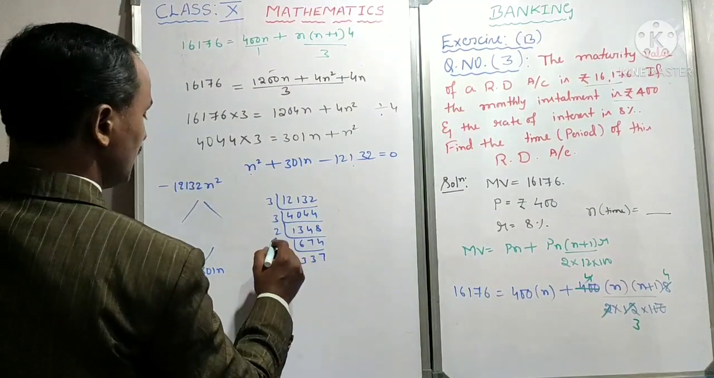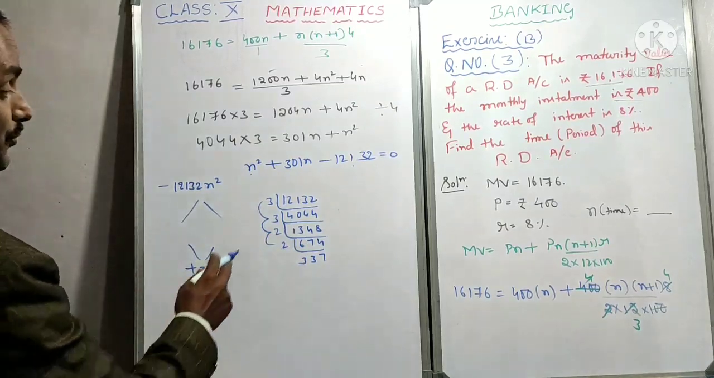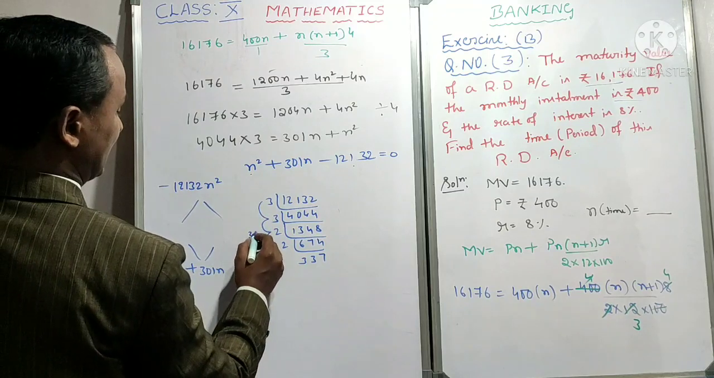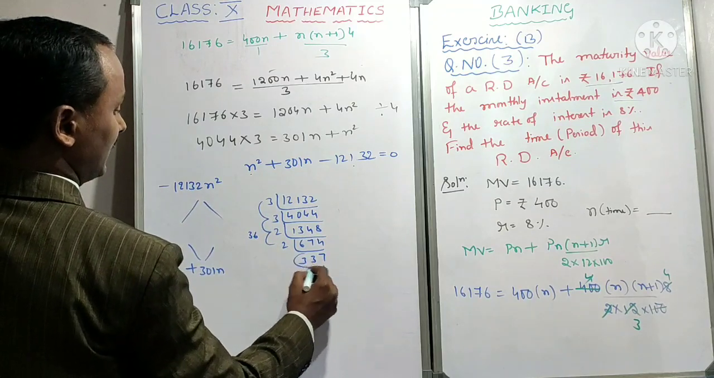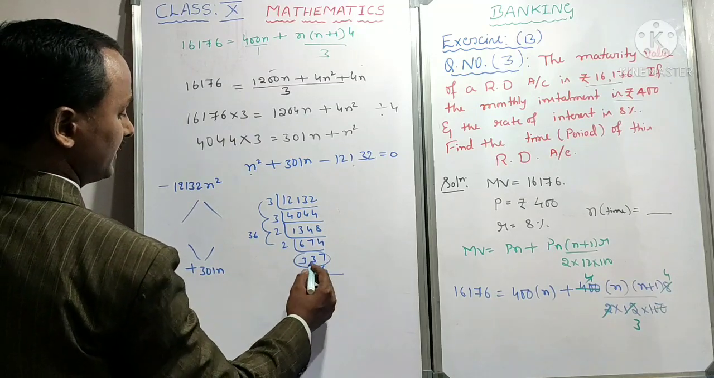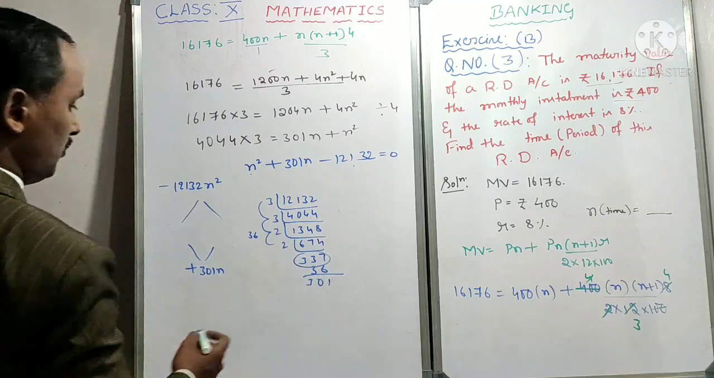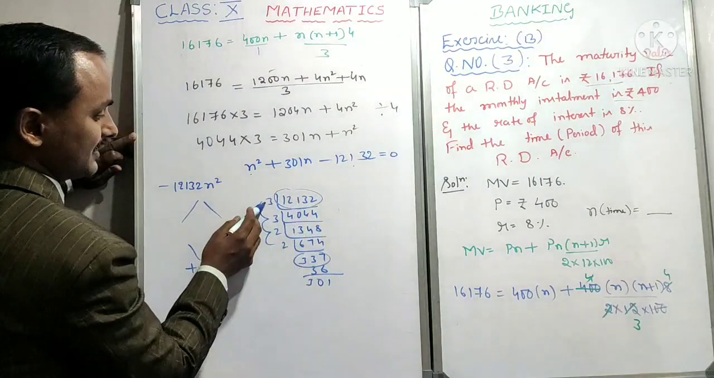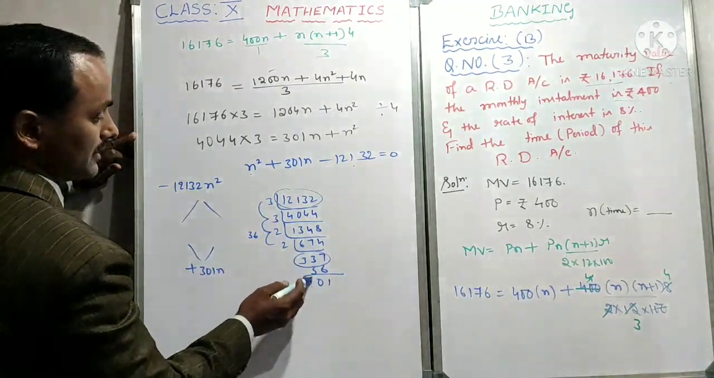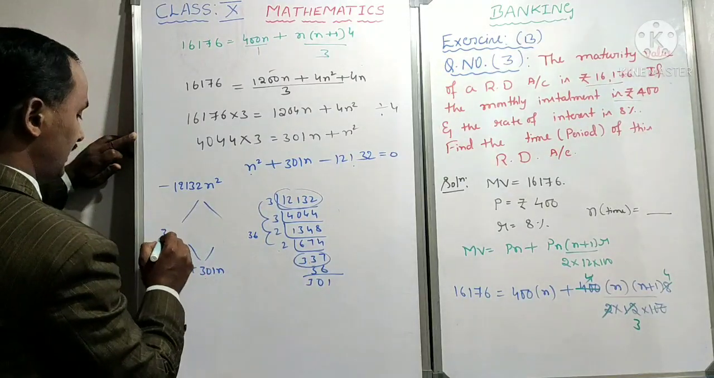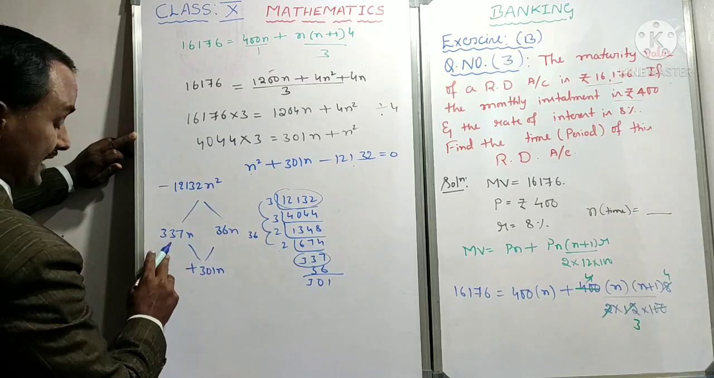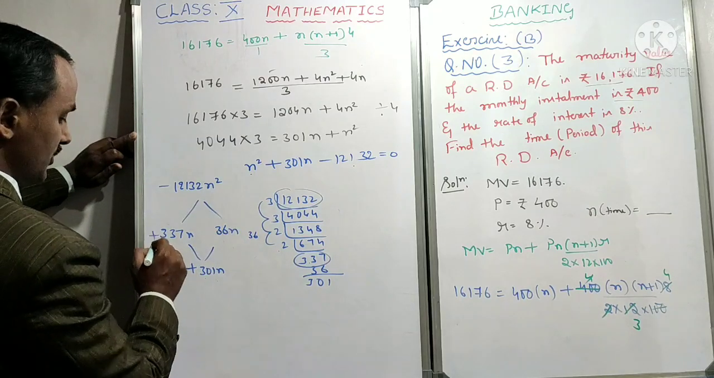Okay, now see this four-factor product: 2 twos are 4, 4 threes are 12, 12 threes are 36. 337 subtracted 36, you will get 301. Yes, 7 minus 6 became 1, 3 minus 3 is 0, then 3. Now see this term's factors: 3, 3, 2, 2, and this 337. This four-factor product subtracted from this term, you will get 301, means 337n then 36n. This two subtraction we are getting plus 301n, means this is positive sign, this is negative sign.